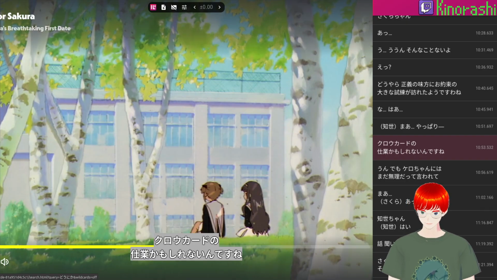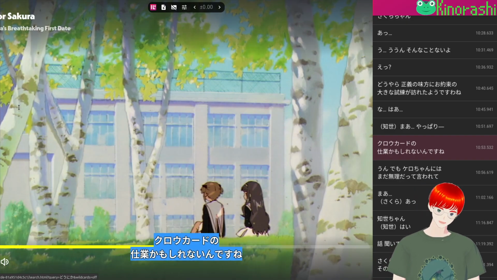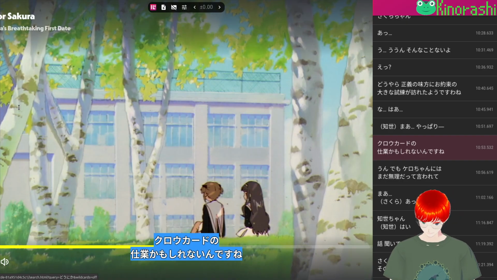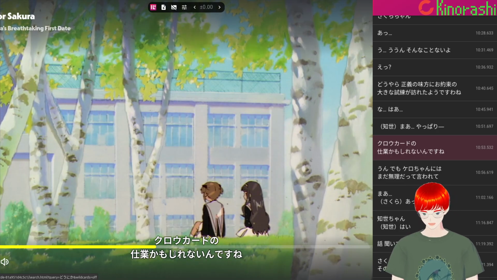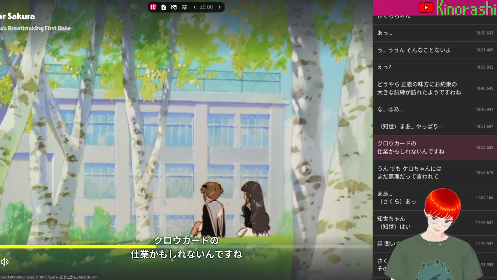Wait, it might be the work. Oh, I see. It might be the work of a cloud card. I see what they're saying, yeah. クローカードの仕業. If it's the action of a cloud card, I don't know. Another way of saying it: it might be the work of a cloud card. Cloud card no shiwaza kamo shiranai desu ne.